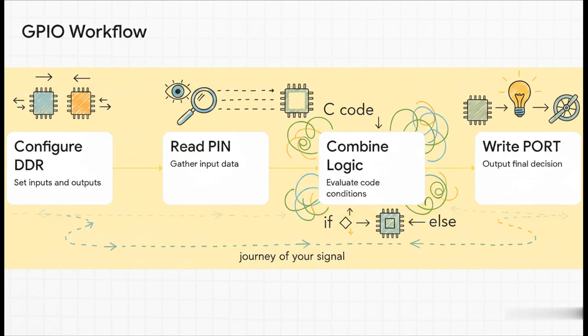Step 1, configure the DDR. Always tell the chip who is listening and who is driving. Step 2, read the pin register to gather your physical input data. Step 3, combine your logic. This is your C code, your if and else statements deciding what to actually do. And step 4, write to the port register to push your final decision back out into the physical world. If you follow these 4 steps, you have mastered basic hardware control.